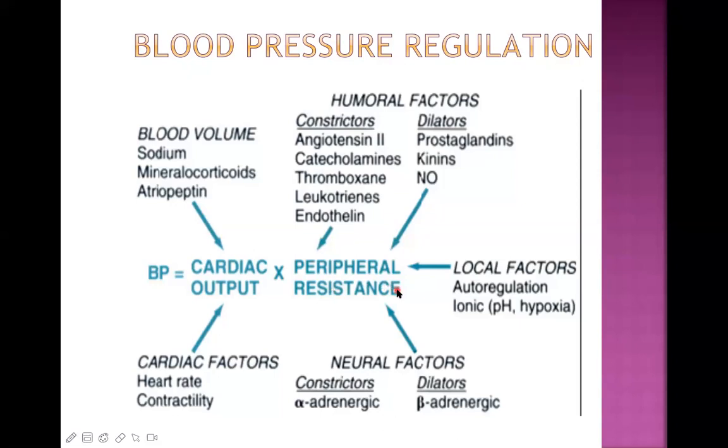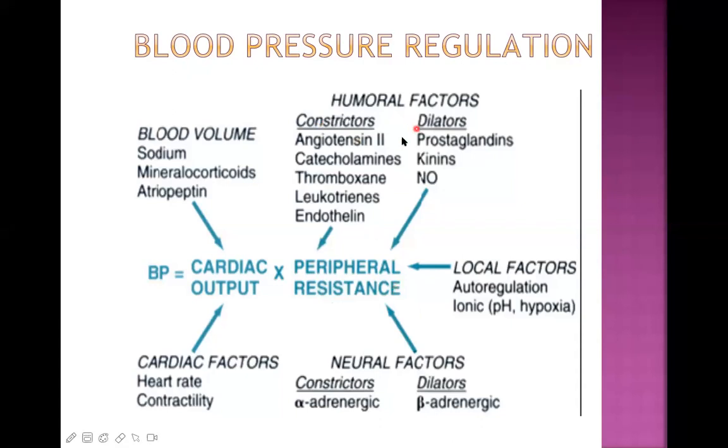Now let's go to the peripheral resistance part. There are some local factors which are involved in autoregulation, like pH and hypoxia. There are some neural factors which are known as vasoconstrictor or vasodilator. One of the important examples is alpha 1 adrenergic receptors are vasoconstrictor, whereas beta adrenergic receptors, importantly beta 2, are vasodilator. Every student knows that. If we stimulate beta 2, there will be vasodilation. If we stimulate alpha 1, there will be vasoconstriction. So they are maintaining the peripheral resistance.